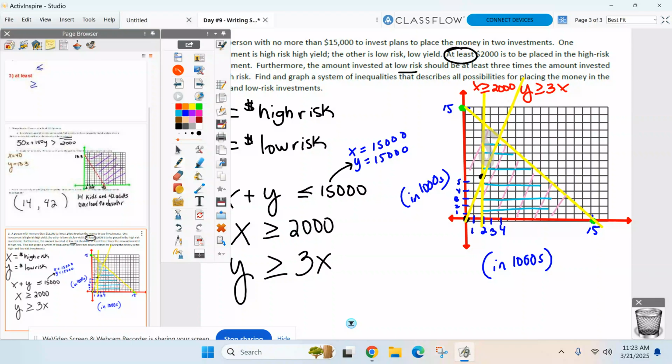Telling me you're good. So last thing I'll leave you with, you pick any point inside this S region. That's how much high risk money and how much low risk money I should invest, if you picked a point there. All right, questions?